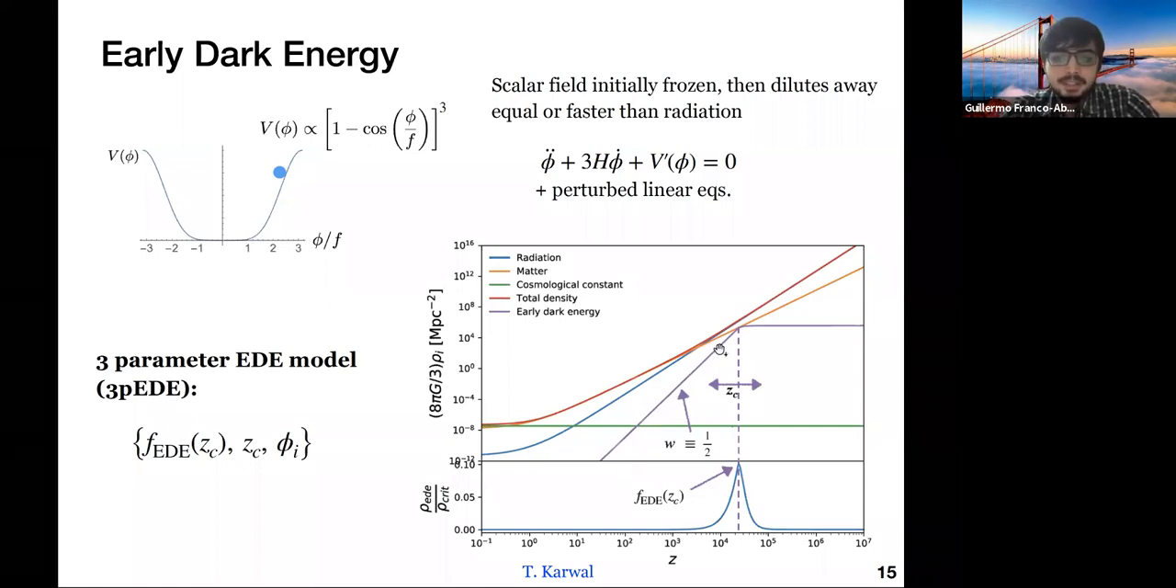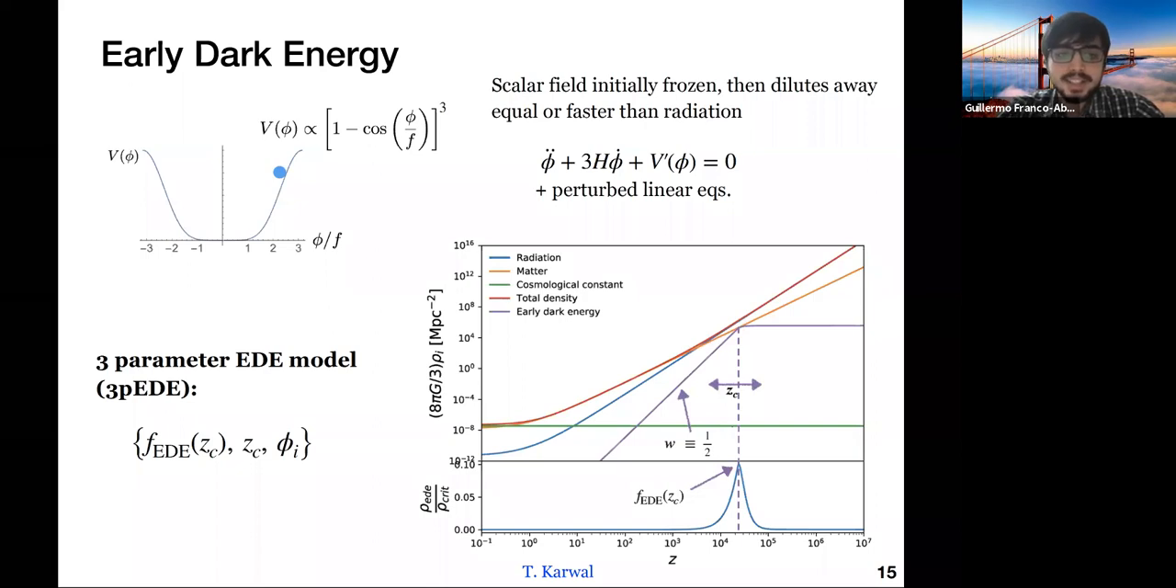The interesting thing about that is that these features lead to a very peaked shape of the energy injection that I'm showing here. And this injection of energy at early times boosts the Hubble rate before recombination, and therefore can reduce the sound horizon, which, as I was explaining before, is a key ingredient in order to solve the Hubble tension.